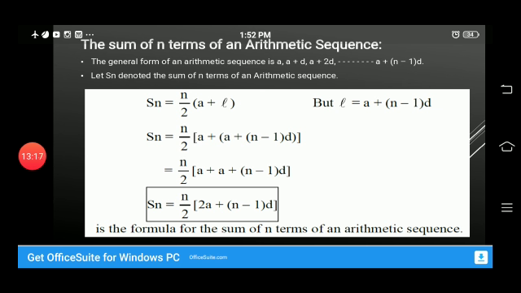So we can use these two formulas. The first one is Sn is equal to n over 2 times (a1 plus L), where L means an. And the second one is Sn is equal to n over 2 times (2a1 plus (n minus 1) into d).